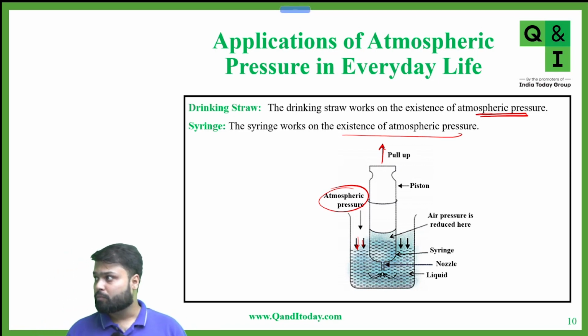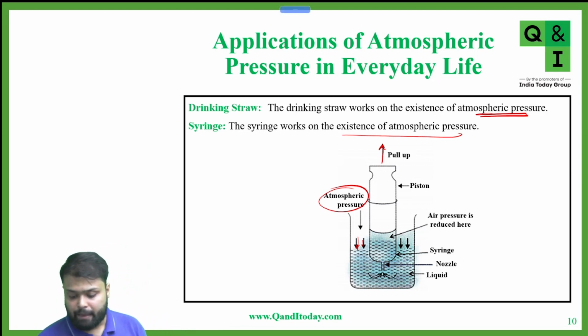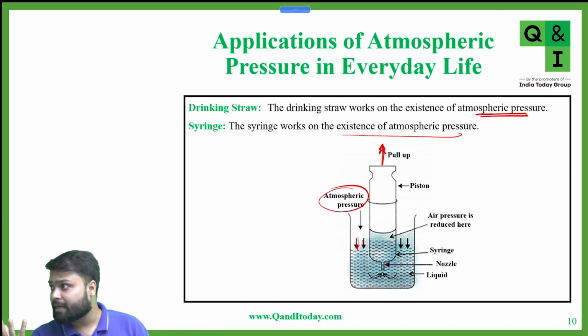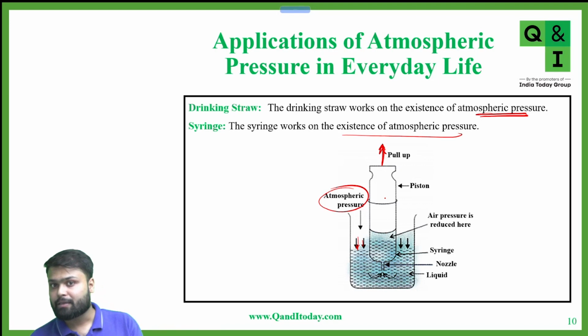Can you repeat it once? I didn't get it. I am saying if we have a syringe and you pull up the piston, inside the syringe initially there is atmospheric air. Yes or no? Yes. You know what an injection is, what a syringe is, and how it works. So there is a piston. When you pull up that piston, what happens?